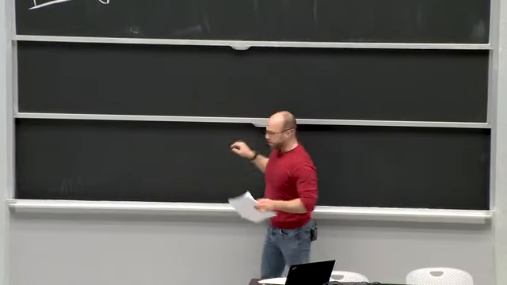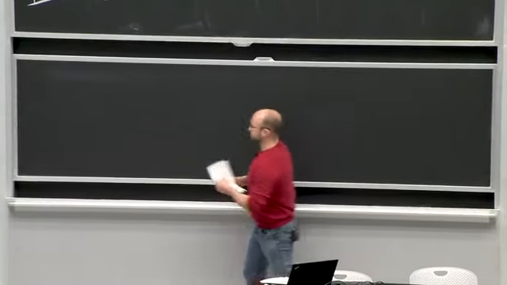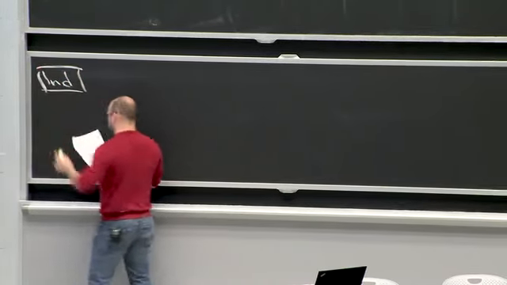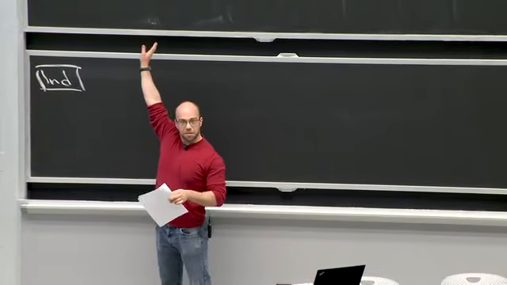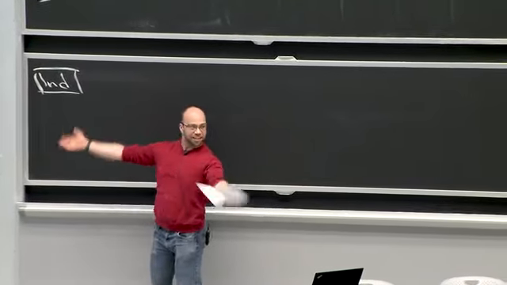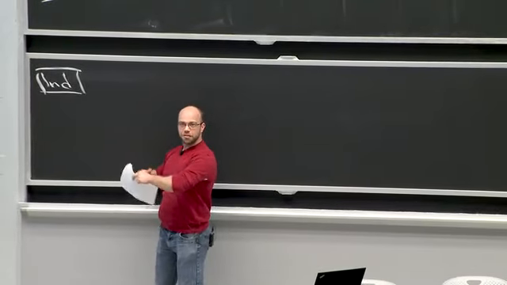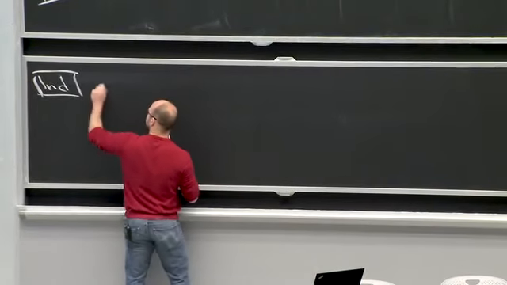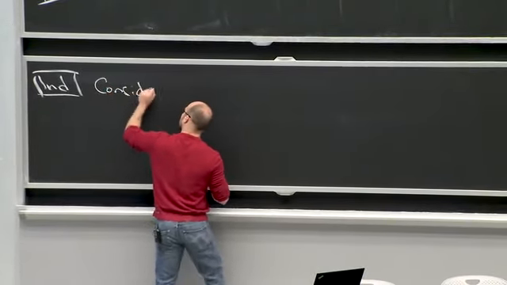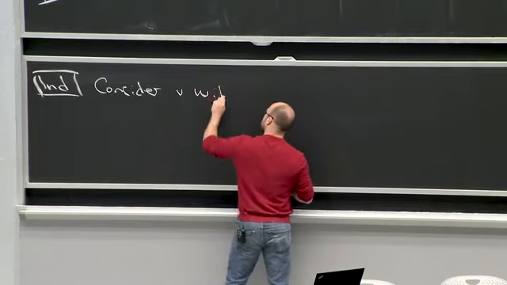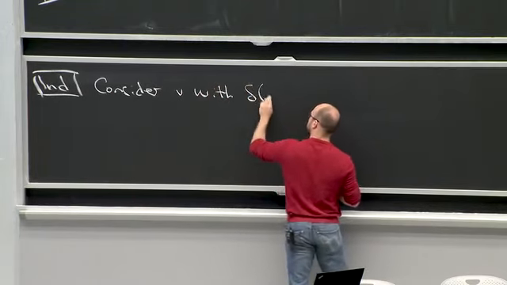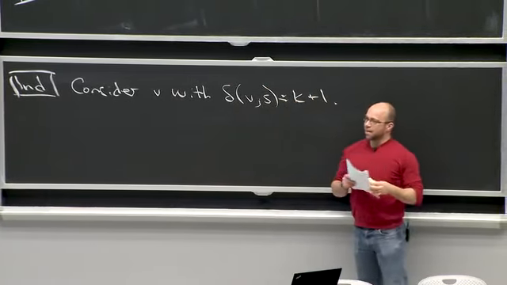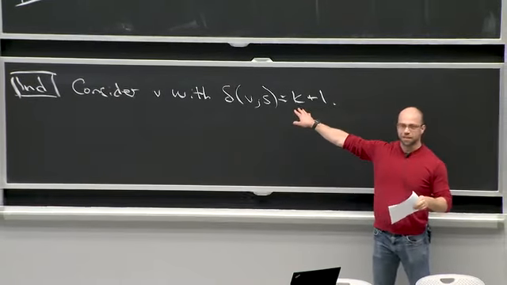So now we have to do our inductive step. What does that mean? We're going to assume that our statement is true for all nodes within a distance k, and then we're going to prove that our statement is true for all nodes within a distance k plus 1. Okay? So let's do that. Let's consider a vertex v that's distance k plus 1 away. So in other words, the distance from the source to v is equal to k plus 1, right? And what's our goal? Our goal is to show that the parent of v is set correctly.